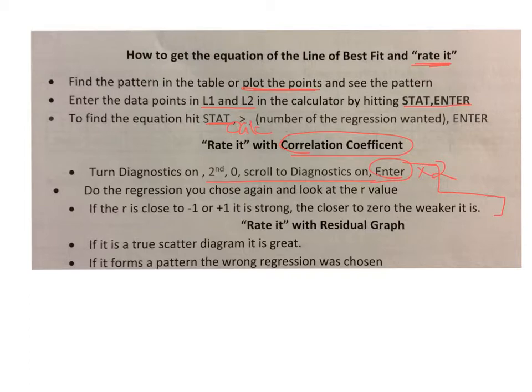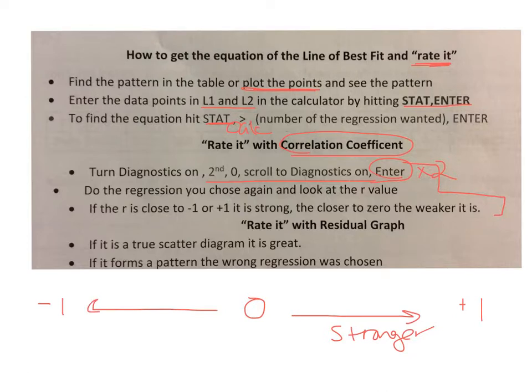Do the regression you choose just by following the steps up above and look at the R value. I don't care about the R2 value. I care about the R value. If the R is close to -1 or to +1, it's very strong. The closer to 0, the weaker it is. So if I'm going to draw you a little model right on the bottom, there's 0, there's -1, here's +1. As we grow this way, the stronger we get. As we grow to the left, to the -1, the stronger we get. So weakest is closest to 0 on both sides.